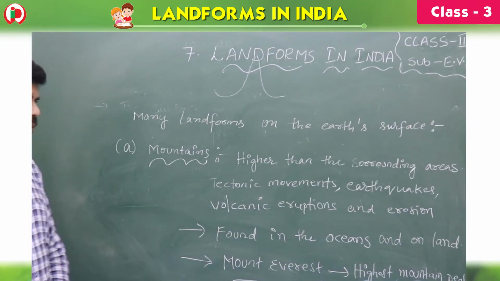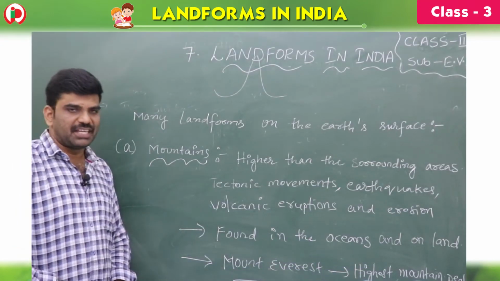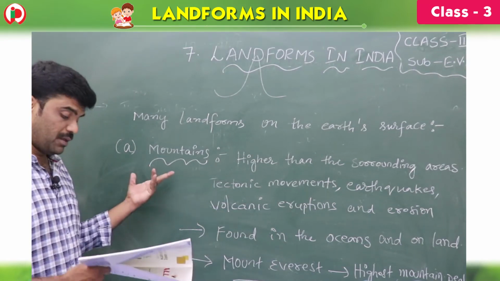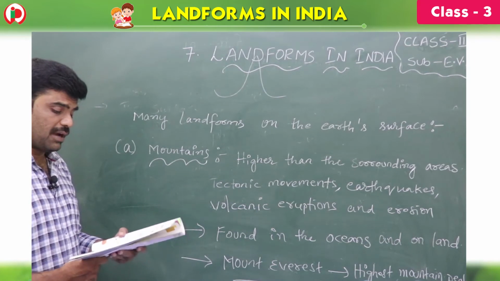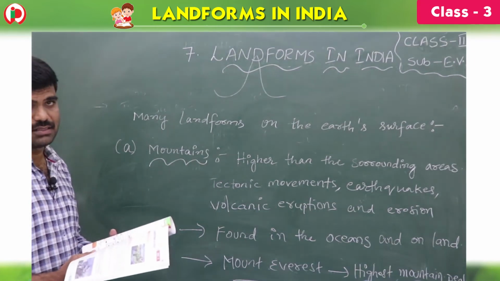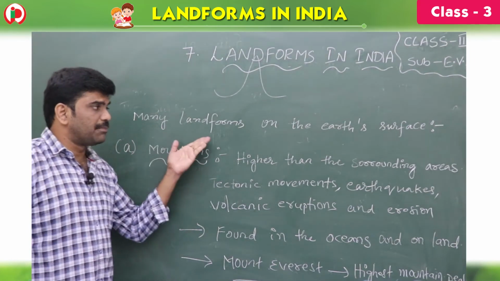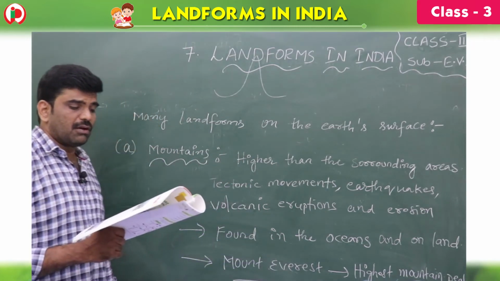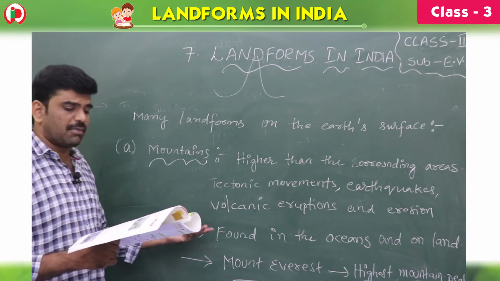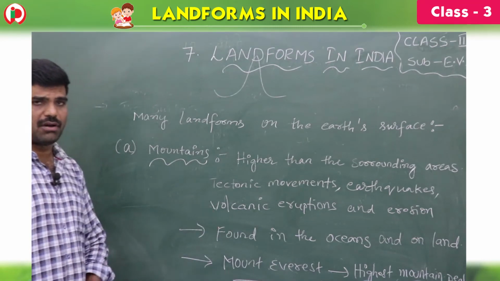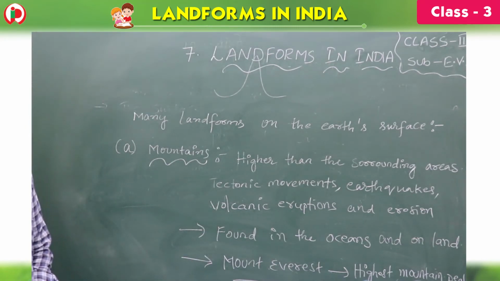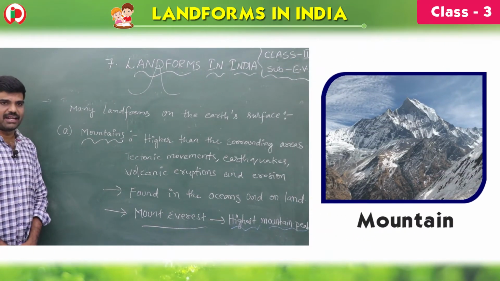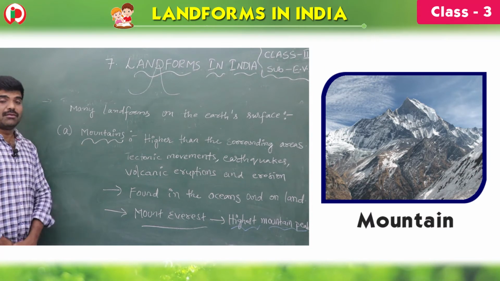Children, now we have seen the definition of landforms. Now see, there are many types of landforms on the earth surface. Now let's see, the following are some of the common types of landforms and their characteristics, their features. The first one is mountains. Children, have you heard this word mountain?